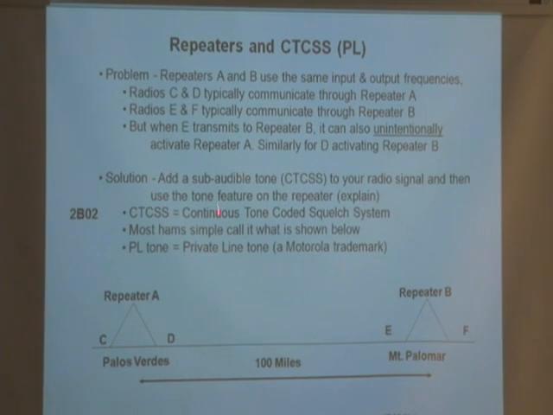Technically it's called CTCSS, continuous tone coded squelch system. That's going to be the question in your pool right there. But most hams have a simpler name for it. It's called the PL tone, private line tone, and that's what we all call it. It was trademarked by Motorola many years ago. But CTCSS, continuous tone coded squelch system, is what's going to be in your exam.